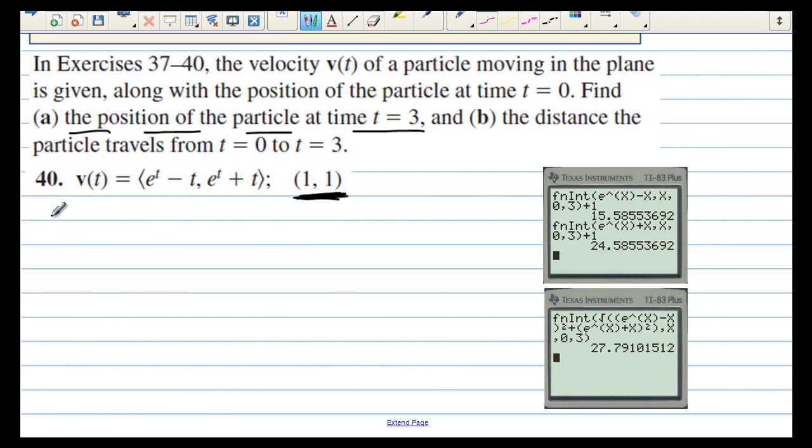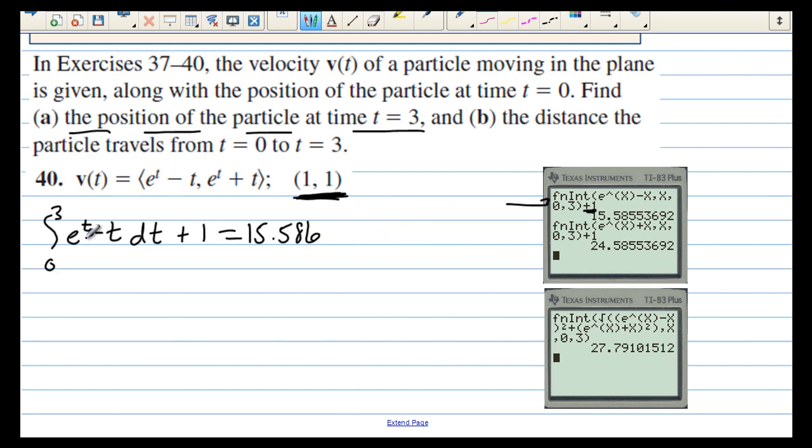So what we need to do is integrate each of these pieces from 0 to 3 of e^t minus t dt. But then we need to add 1 to that value. And I've actually just entered this into the calculator. It's the first line right here using f and I and t. Here's the function just with x's, and then added 1 onto the end of it. So it's 15.586.